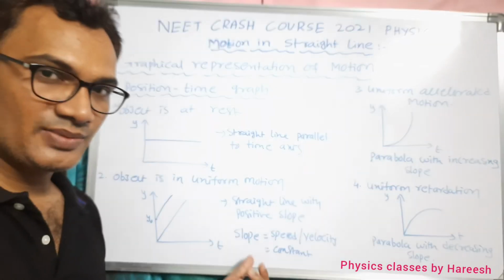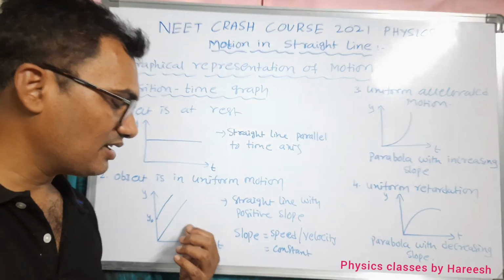Here the graph is between position and time, right? Distance and time, or displacement and time, we can say that. So slope is nothing but distance by time or displacement by time. So the slope of this graph will give the speed or velocity, and it remains constant. So we can say the object is in uniform motion. And the next one is accelerated motion.